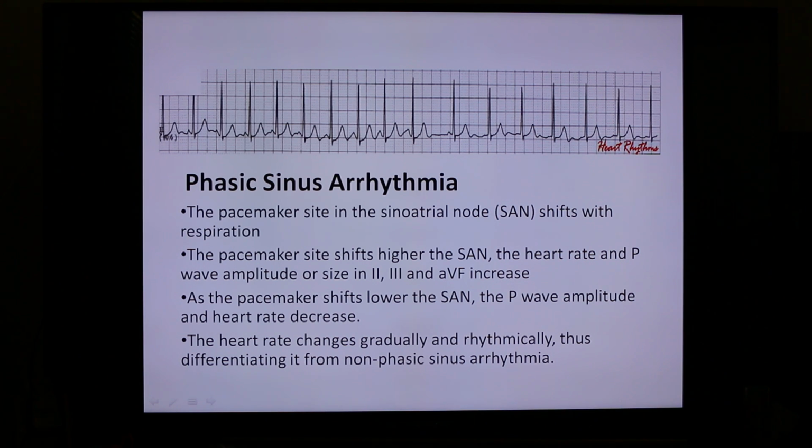So this strip is phasic sinus arrhythmia. The rhythm is irregular. The P wave is prominent at the beginning, but there is a decrease in amplitude, or size, as the rate decreases.